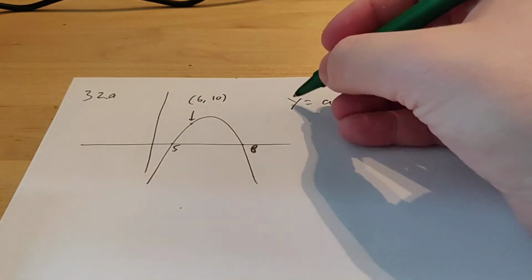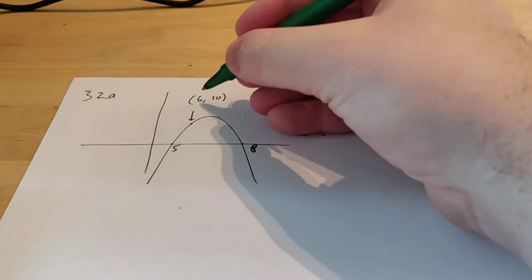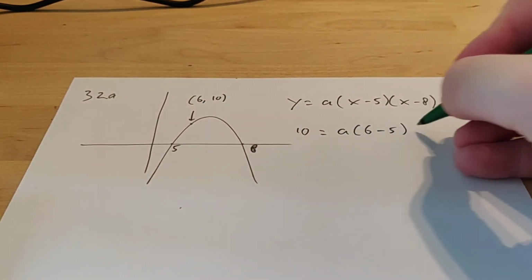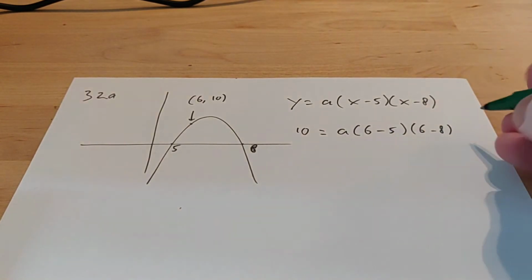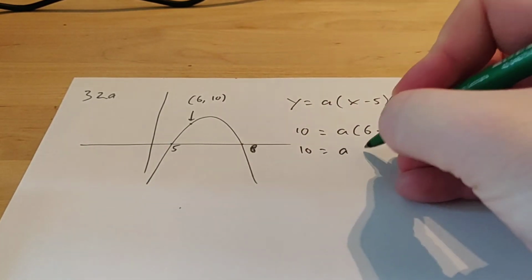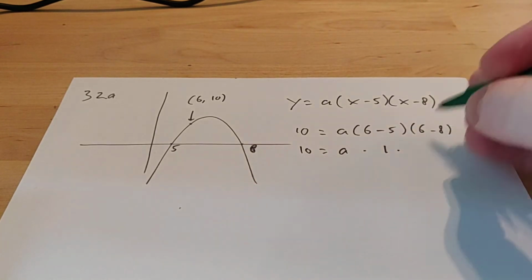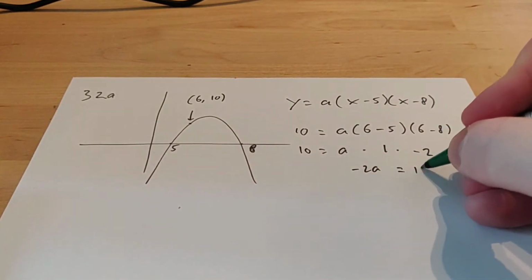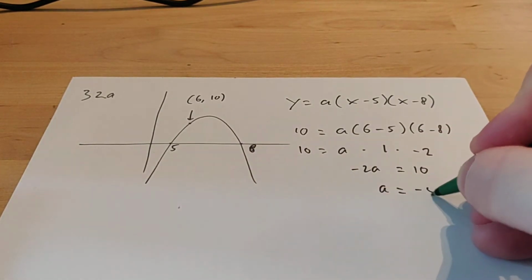So the 10 we're going to fill in on the spot of the y, and the 6 we're going to fill in on the spot of the x. So 6 minus 5 and 6 minus 8. So here we have 10 equals a times, well this is 1, and this is minus 2. So minus 2a equals 10, so that means that a should be minus 5.